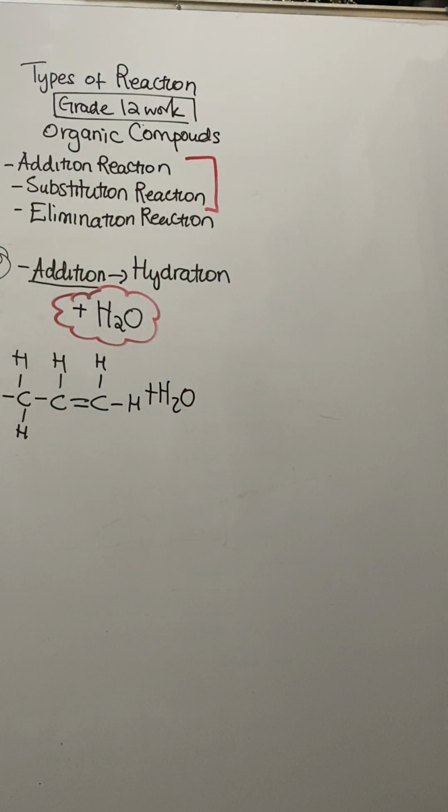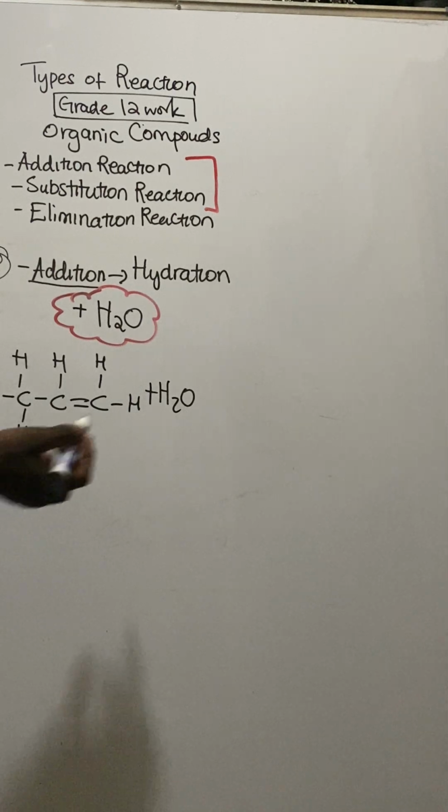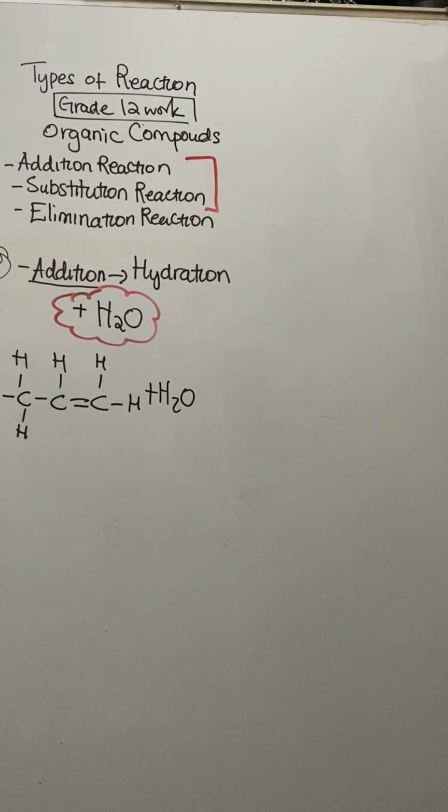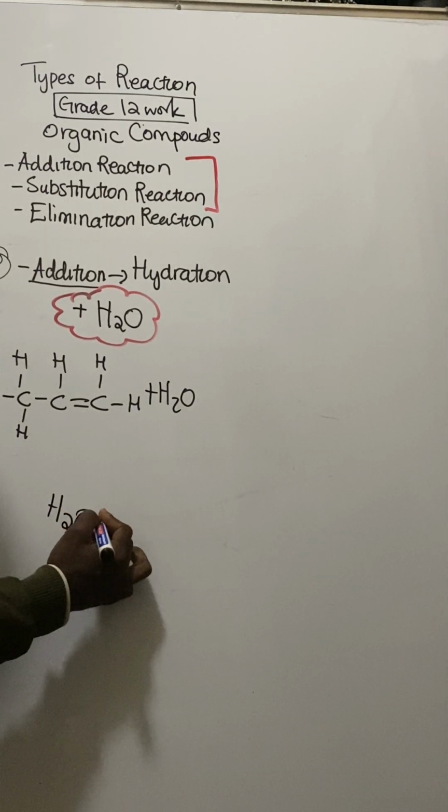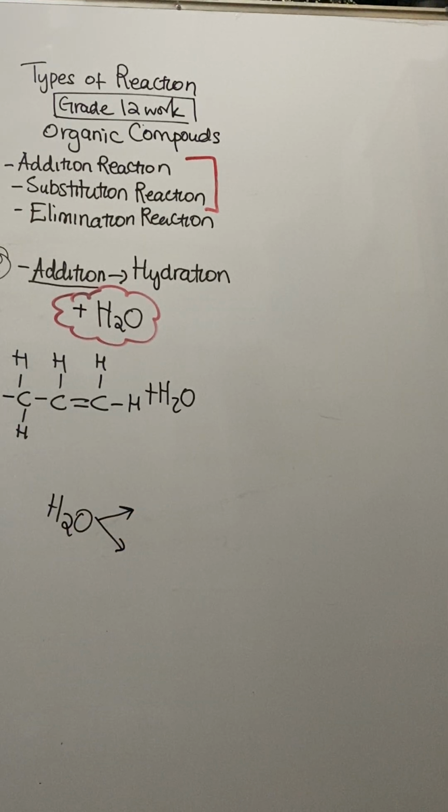We are adding water. Now, with that being the case, this one again is going to be addition. We are adding H2O to the compound. Now let's break down H2O. When we break it down, it's going to give us a positive hydrogen atom and a hydroxide ion. So these are the two things that are going to add into our product.